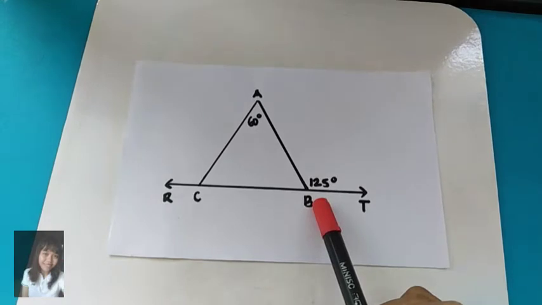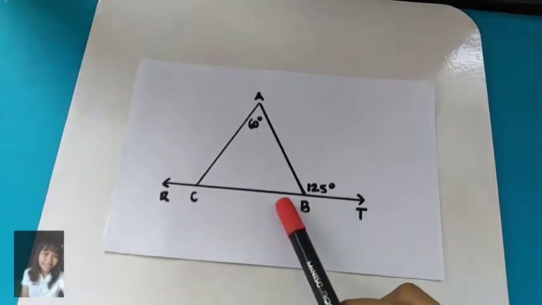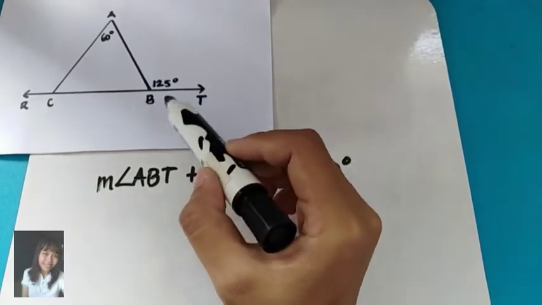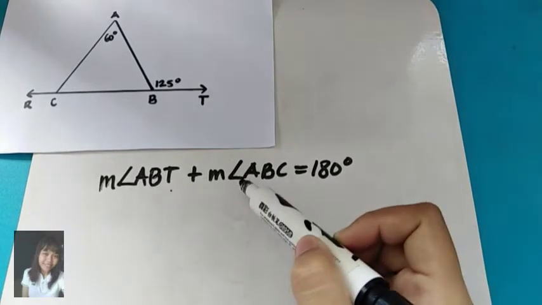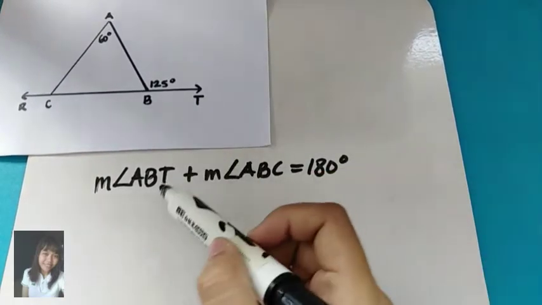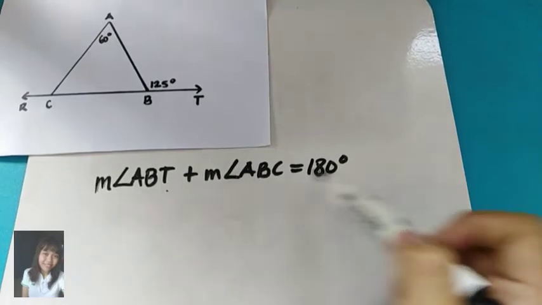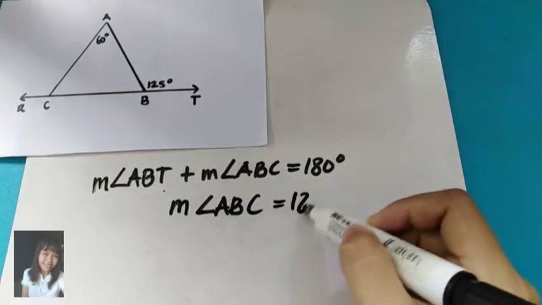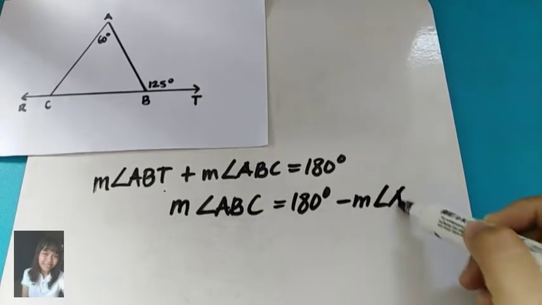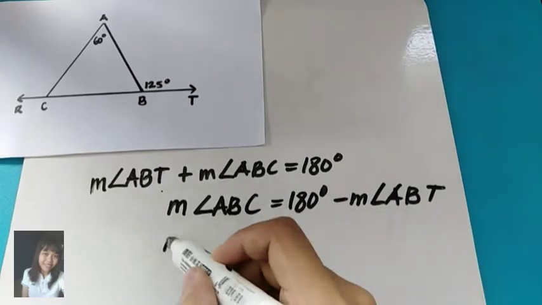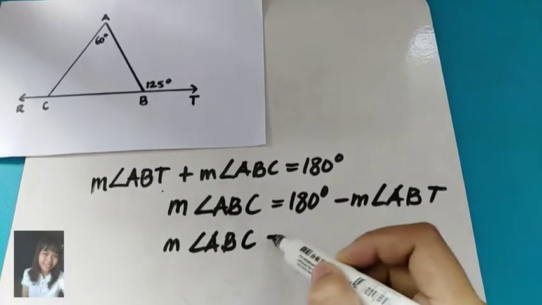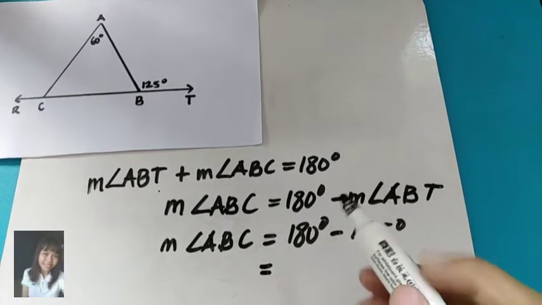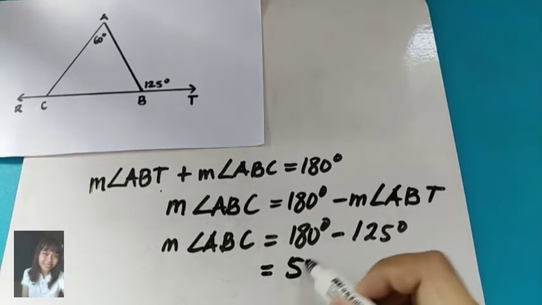Since a linear pair is supplementary, we can find the measure of angle ABC. Since angle ABT is given, we can use this to find the measure of angle ABC. So our formula for this is measure of angle ABT plus measure of angle ABC is equal to 180 degrees. Adding the inverse of angle ABT to both sides, we have measure of angle ABC is equal to 180 degrees less the measure of angle ABT. Substituting the value, measure of angle ABC is equal to 180 degrees less 125 degrees. Therefore, measure of angle ABC is equal to 55 degrees.